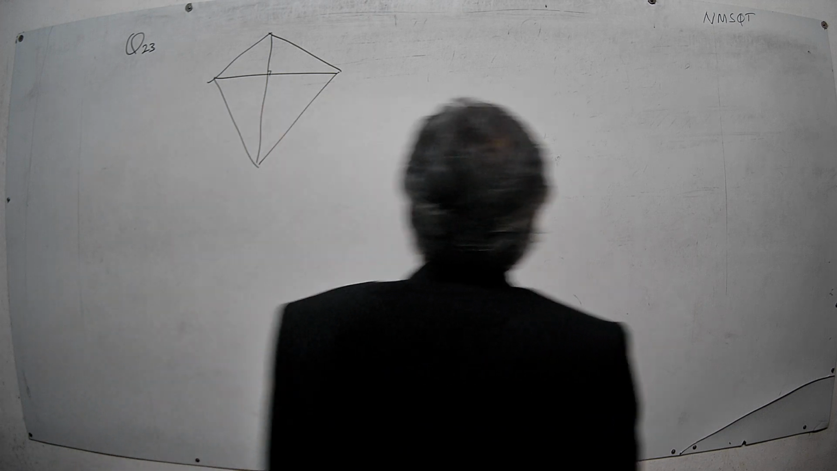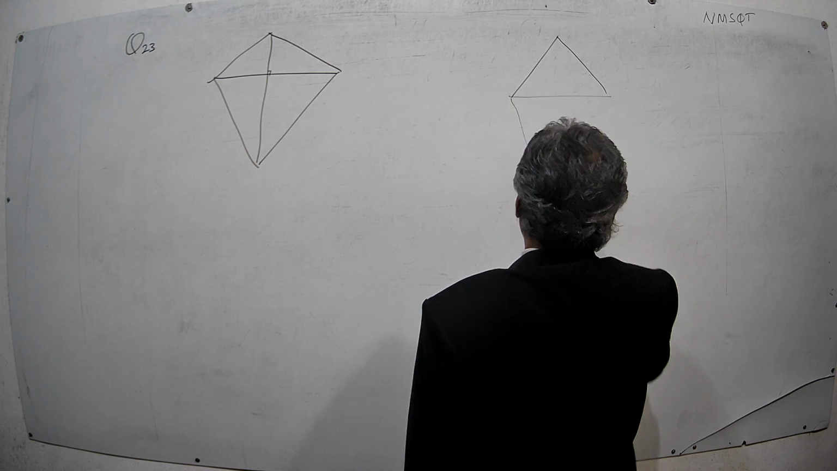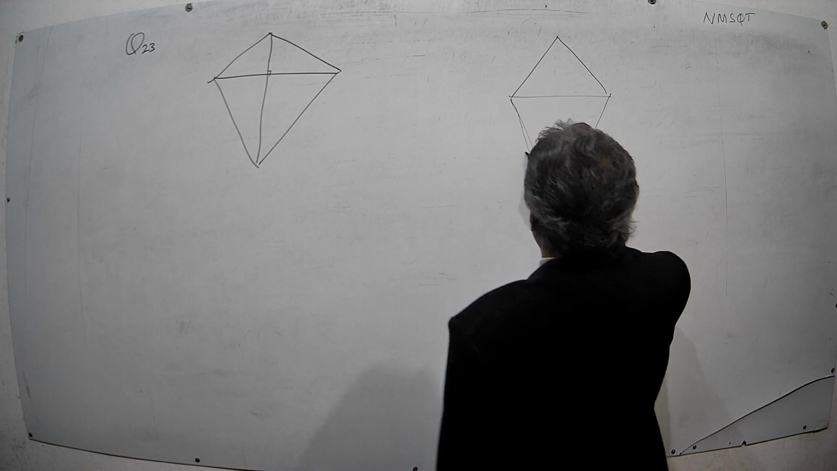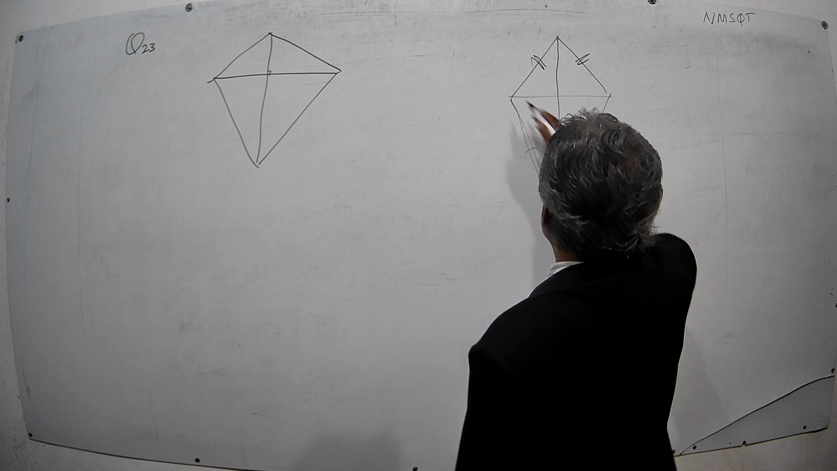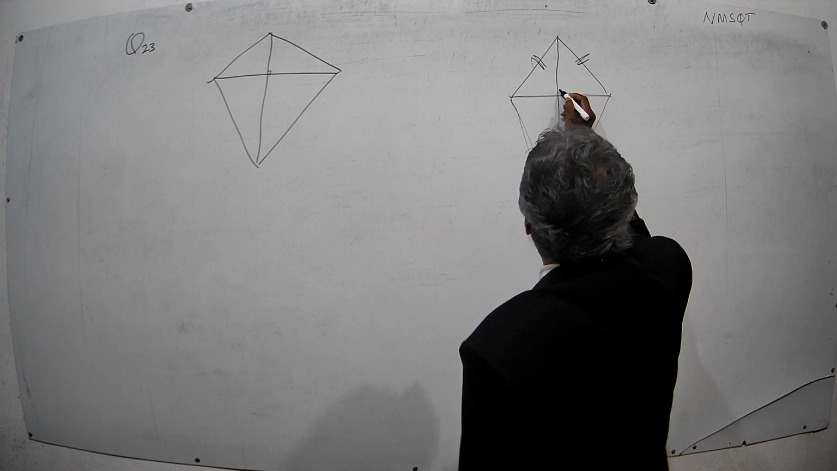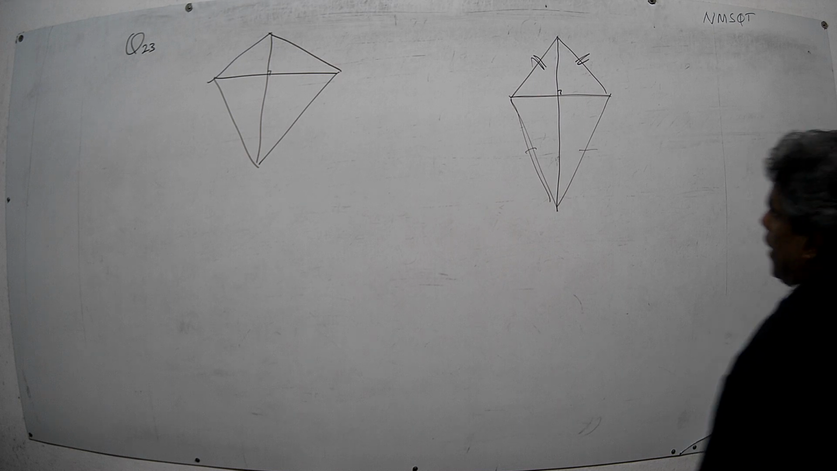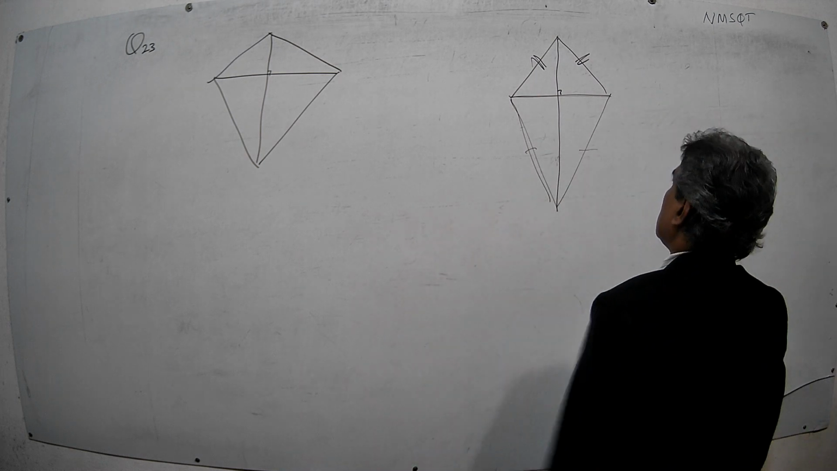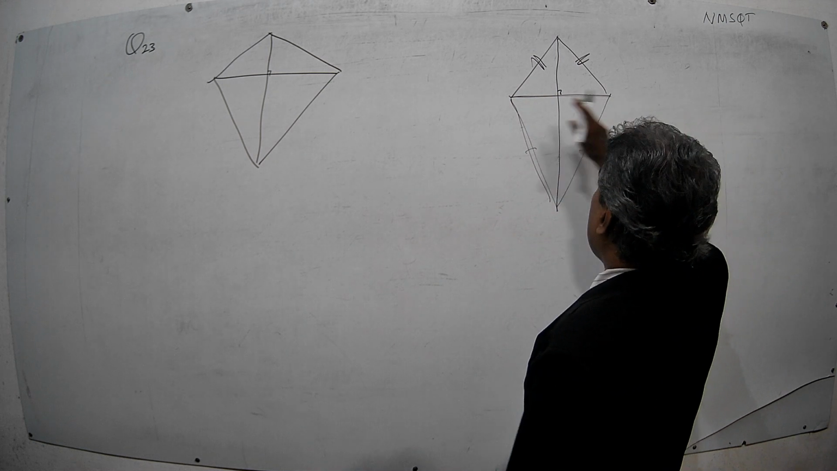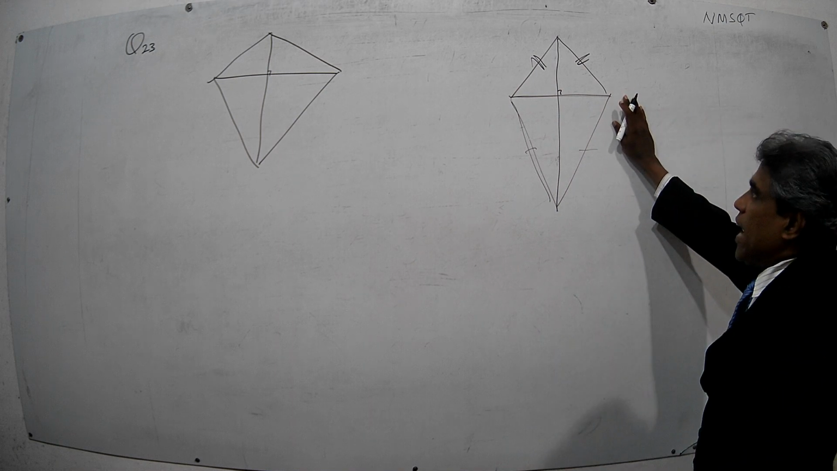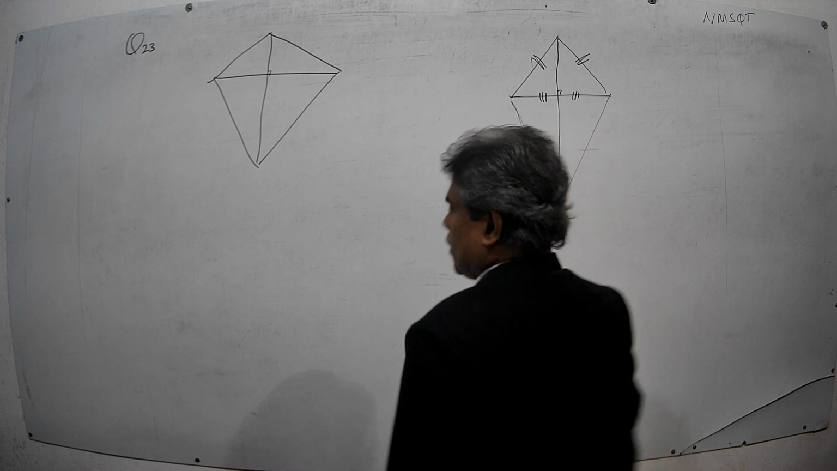Now in a kite, there are two pairs of equal sides. What are the properties? Two pairs of equal sides. Then this is the longer diagonal and this is the shorter diagonal. The longer diagonal is perpendicular to the shorter diagonal, and the longer diagonal cuts the shorter diagonal into two equal parts. Actually the perpendicular bisector of the shorter diagonal is the longer diagonal. Therefore this part equals this part. So these are the properties of our kite.